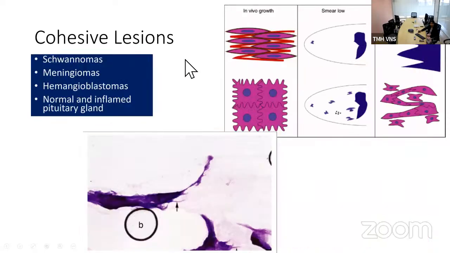In cohesive lesions, again, as they are well connected by the connective tissue, like in schwannomas, meningiomas, and hemangioblastomas, they resist shearing. However, sometimes, like in this smear, we cannot interpret anything. It is a lost case for a neuropathologist. However, some of the tumors can, even after that, shear some cells. So some of the cells are still visible, and a diagnosis can be made. And if it is absolutely impossible to make an interpretation, then one should go for frozen section.